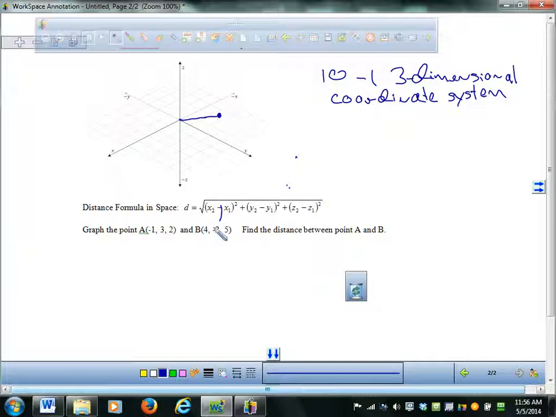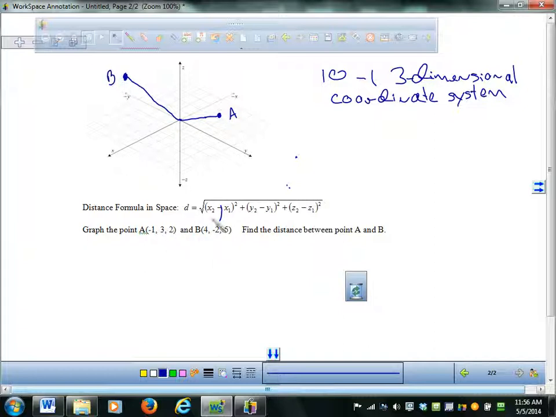For this point (4, -2, 5), I go out 4, then back 2, and up 5, wherever that happens to be. It's kind of hard to tell because you're kind of in space. So say I were to connect these two points, A and B. I think it's easier to see if you draw lines to them.